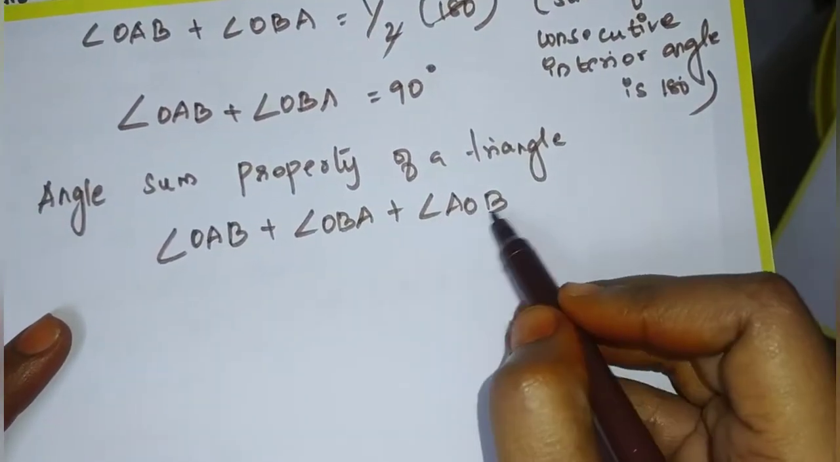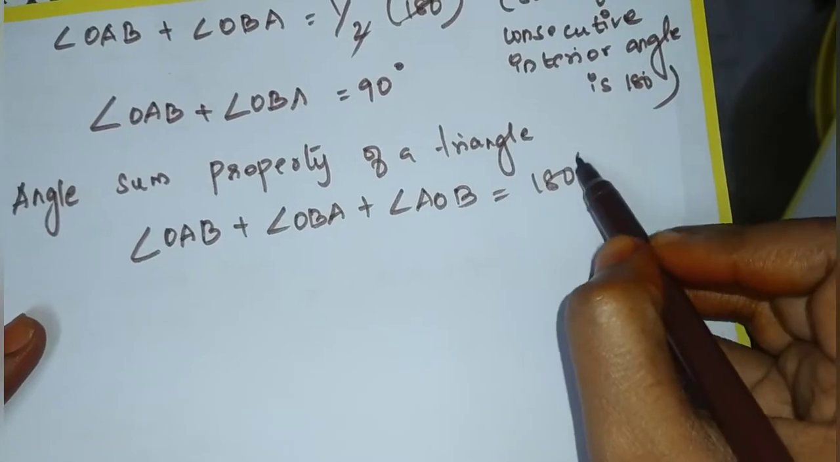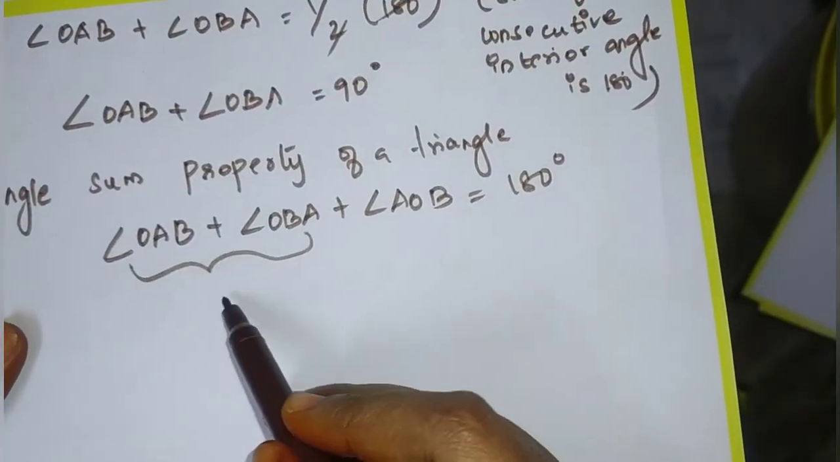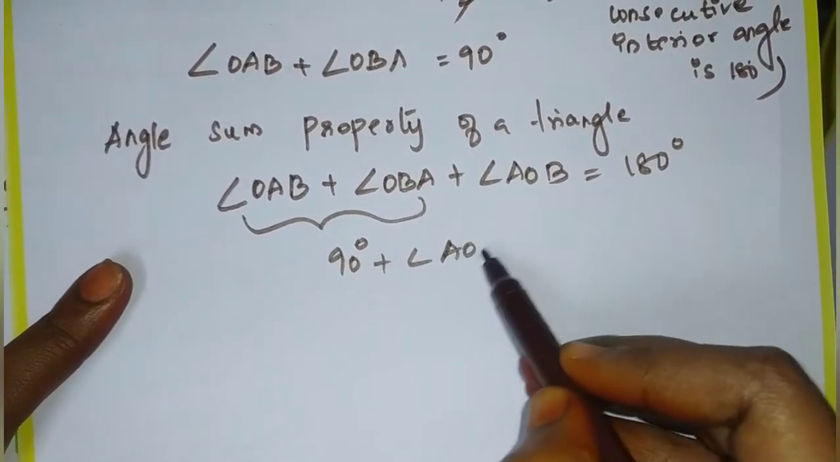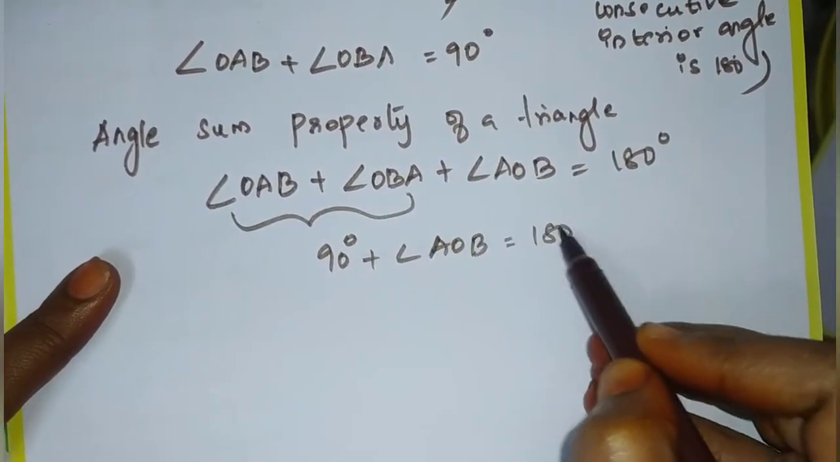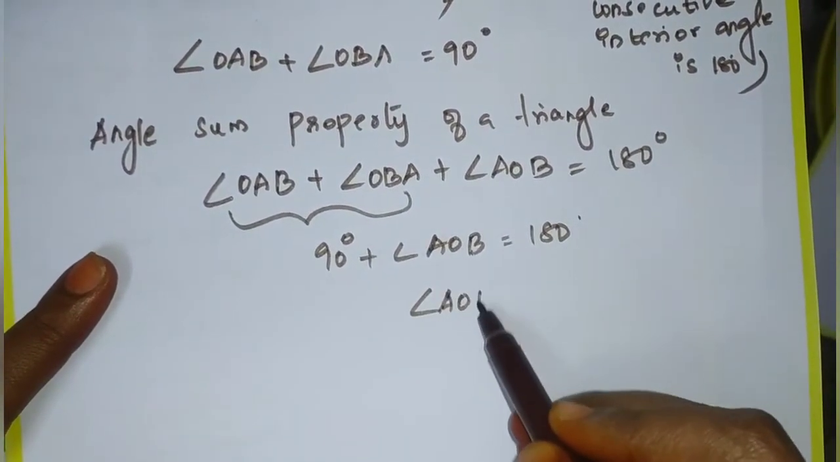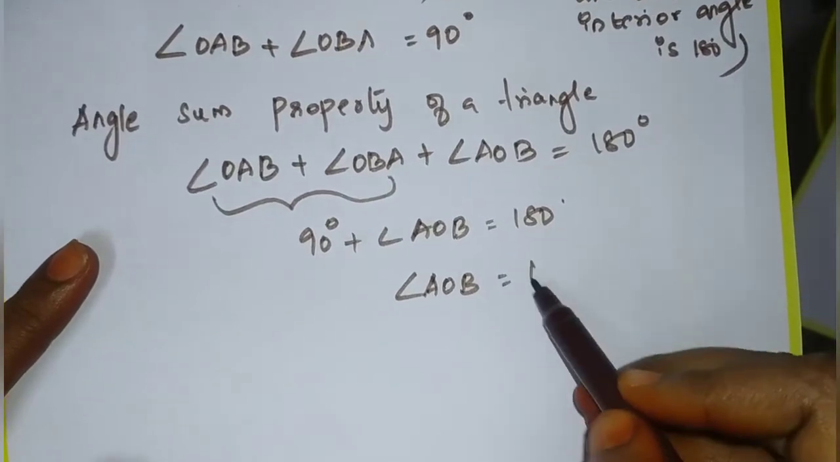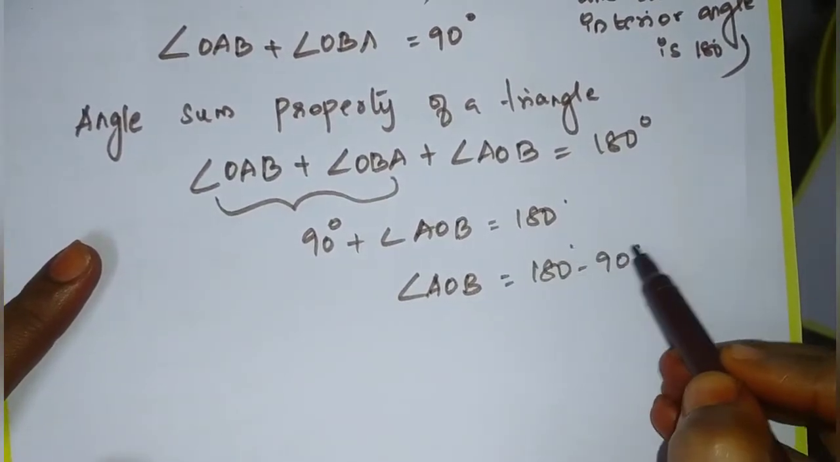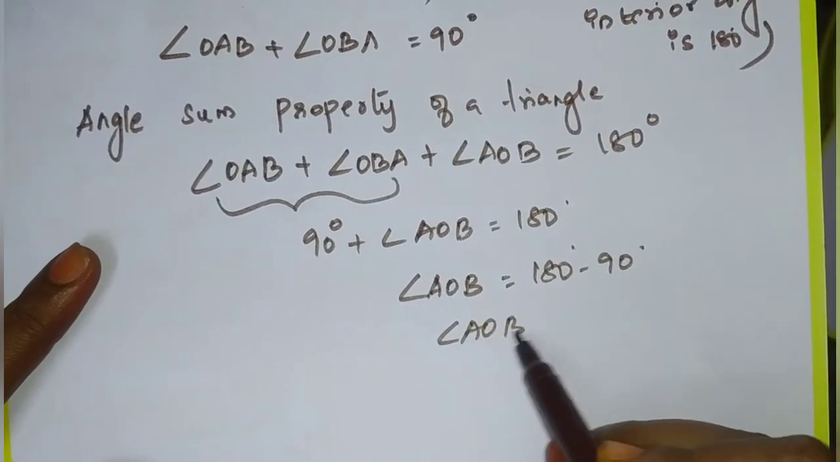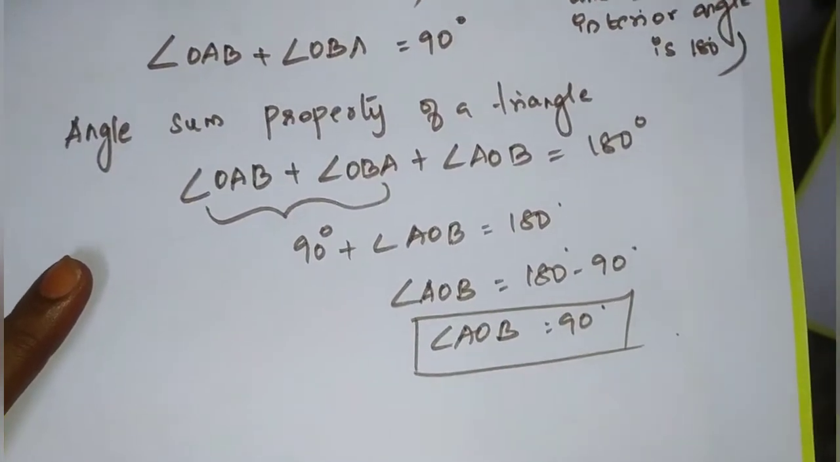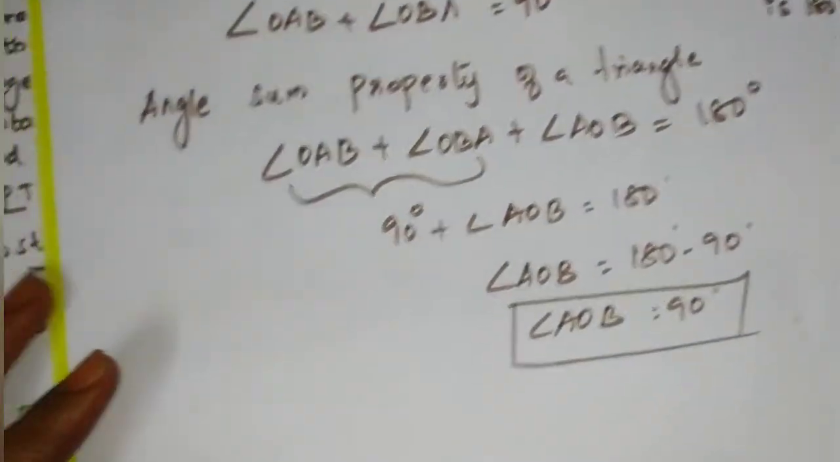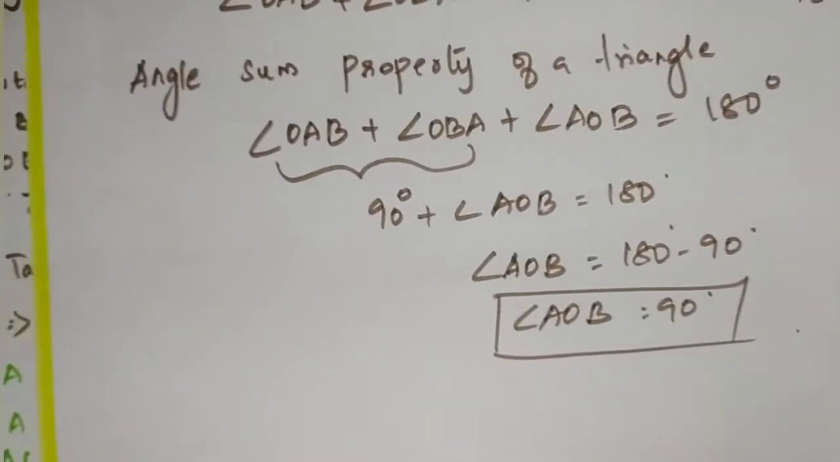Angle A, angle B, angle O is equal to 180 degree. If you add this, what will you get? 90 degree. 90 plus angle AOB is equal to 180 degree. Therefore, angle AOB is equal to 180 minus 90 degree. Angle AOB is equal to 90 degree. Clear, children? So, we proved that the angle AOB is equal to 90 degree.